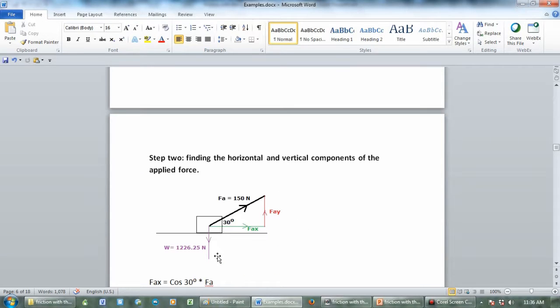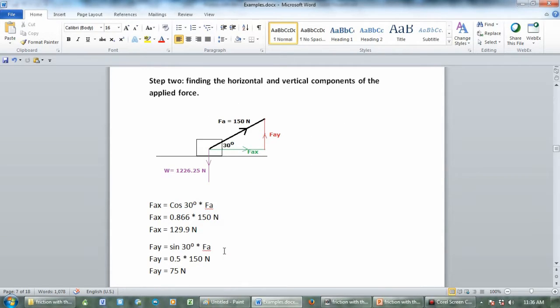Step 2. Finding the horizontal and vertical components of the applied force, Fax and Fay. Fax equals the cosine of 30 degrees times Fa. Fax works out to 129.9 newtons. Fay equals the sine of 30 degrees times Fa. Fay equals 75 newtons.